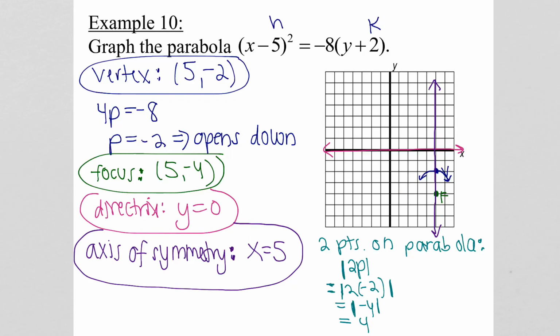So I'm going to start at the focus and move 1, 2, 3. I'm a little bit off the graph here. This would be one of the points. And 1, 2, 3, 4. This would be my other point. I'll record those for you. That's going to be (9, -4) and (1, -4) for the 2 points on the parabola. And then of course you want to finish sketching out that curve. Just make sure the curve passes through those 2 points. And voila, you've got the graph of a parabola.